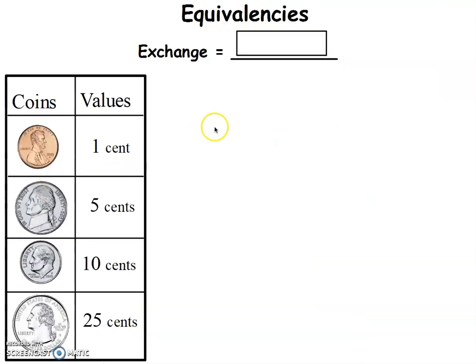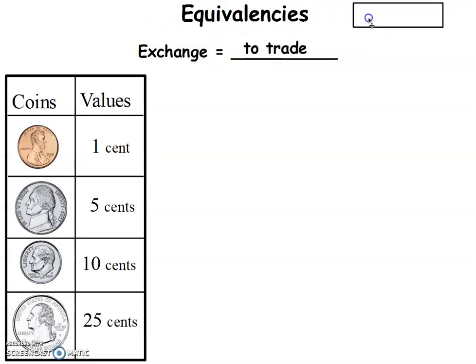We'll look over here. We're going to talk about this fancy word called an equivalency, okay, being equal in value. So we're going to be exchanging coins that have the same value, okay, and to exchange would be to trade. Okay, so a coin equivalency would be like, well, I have a dime. What other coins could I have to equal the same amount? So a dime is worth 10 cents. So I know I have 10 cents. What other coins can I use to match that value?